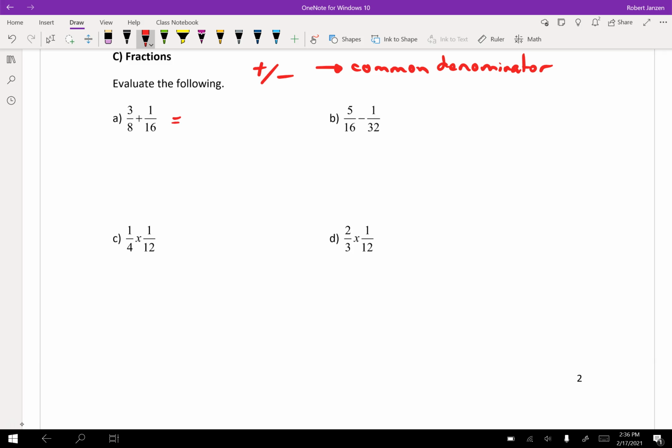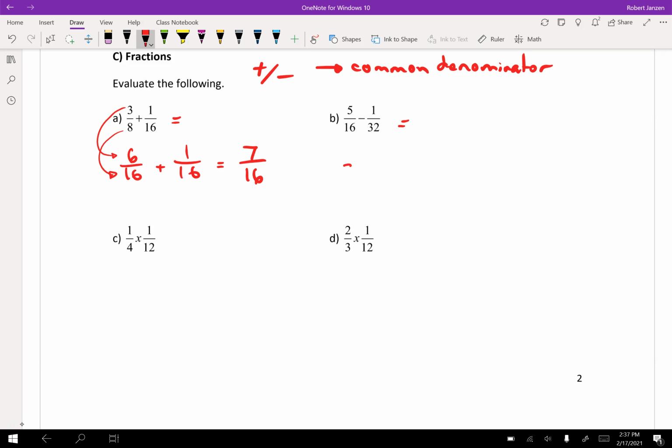Okay, so 8 and 16, a common denominator would be 16. So that fraction doesn't change. This one, what did I multiply the 8 by to get 16? I multiplied by 2, so I'm going to multiply the top by 2 as well. And then how do I add them? I add the tops. The bottom stays the same.